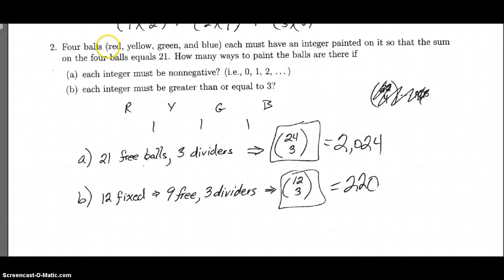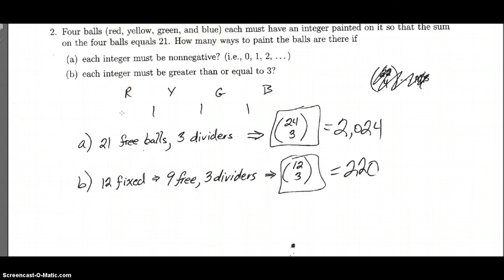Notice that it doesn't matter the order that the colors are coming in. Some people took 4 factorial to rearrange these colors. I'm not saying it's impossible to go that route, but certainly it doesn't appear that that would be a quicker way to solve the problem.